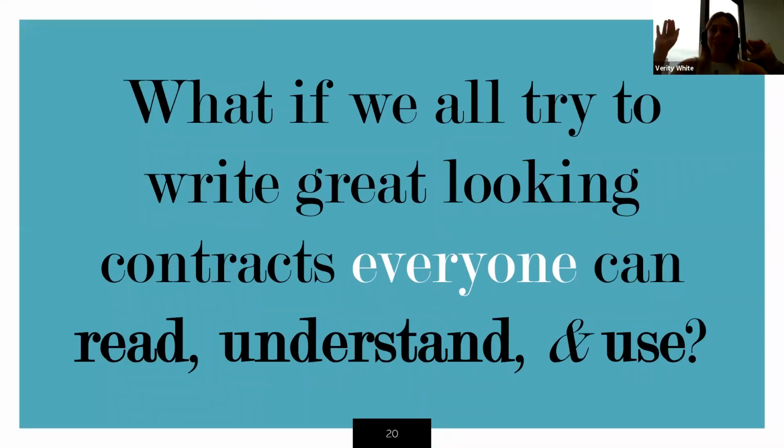This is one of my favourite philosophical ponderings about contracts. Imagine if everyone who is currently drafting contracts, or in the future wants to draft a contract, starts deliberately trying to make these contracts look and feel good, so that everyone can read, understand and use them. I think that is an amazing thing that we can all work to achieve. If everyone's working towards that purpose, that philosophical push towards writing really readable, usable, understandable contracts, I think we could definitely have an impact on the way that business is done.